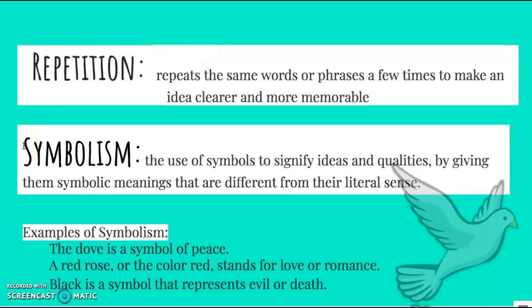Symbolism. This is the use of symbols to signify ideas and qualities by giving them symbolic meanings. So, for example, a dove is typically a symbol of peace. A red rose, or even the color red, tends to stand for romance. Black in our culture represents death or evil, where white tends to mean more of the godly or angelic figures.